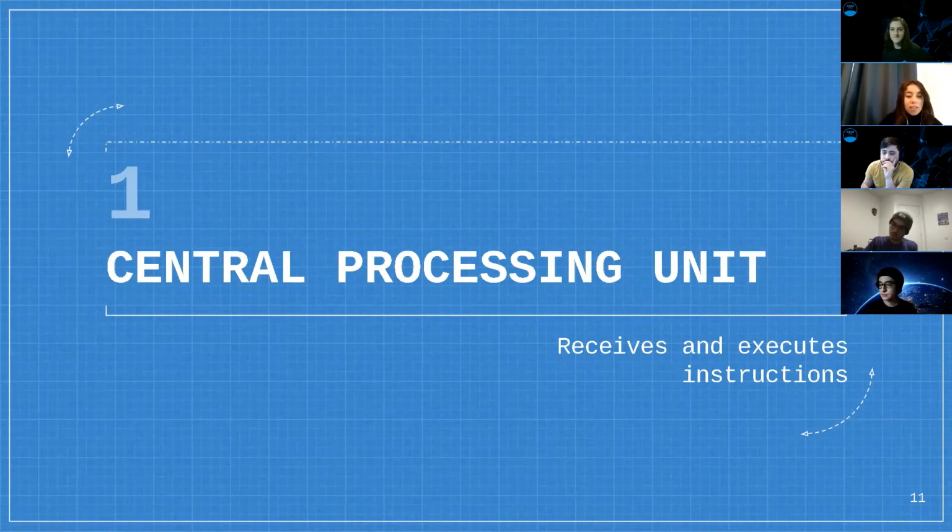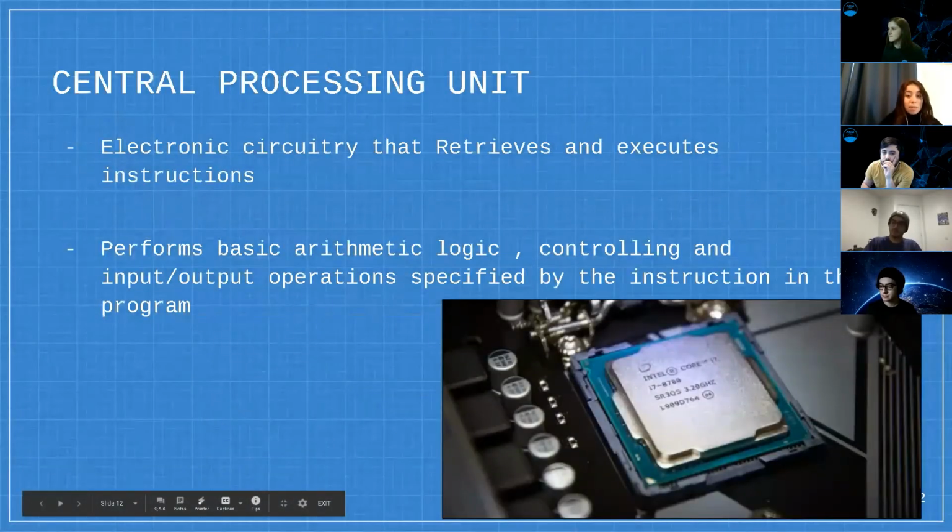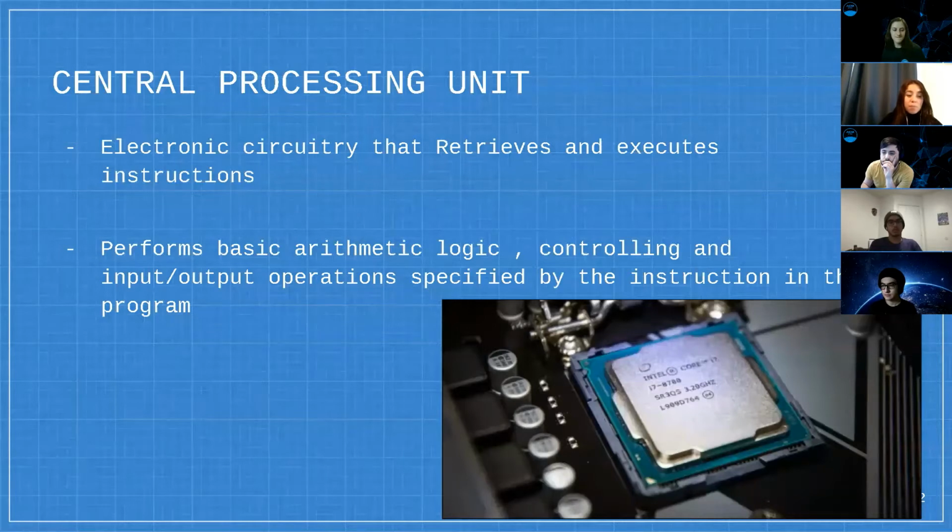The first one that I wanted to talk about was the central processing unit, also known as the CPU. Every computer contains at least one processor. It is electric circuitry that retrieves and executes instructions. These instructions can come from programs, from the operating system, and many other different components within your computer. It's able to retrieve these instructions because the CPU houses millions of microscopic transistors.